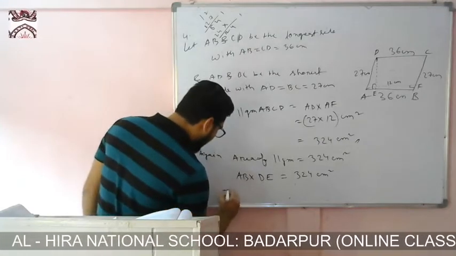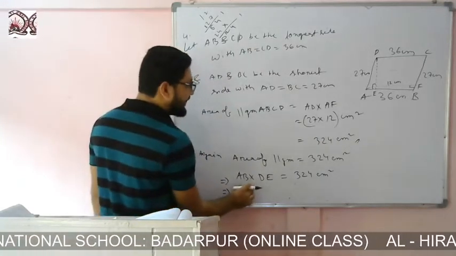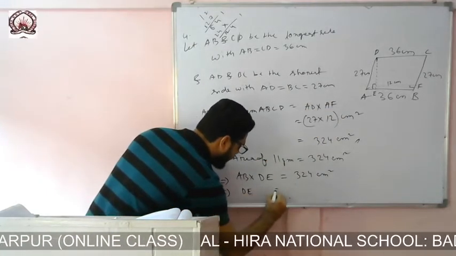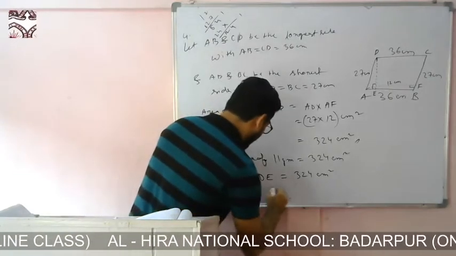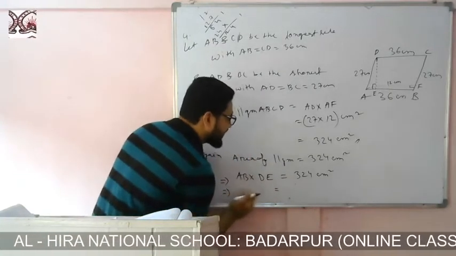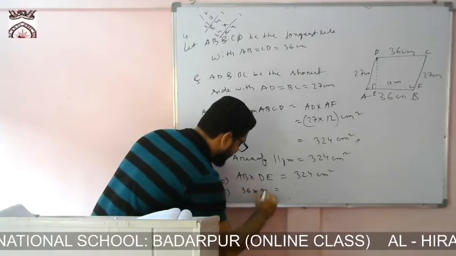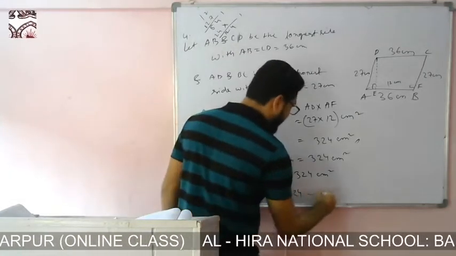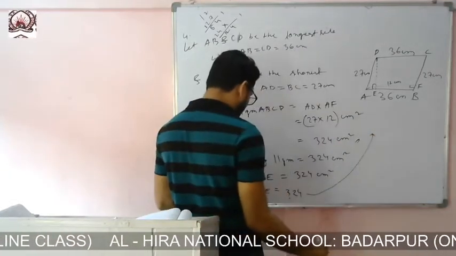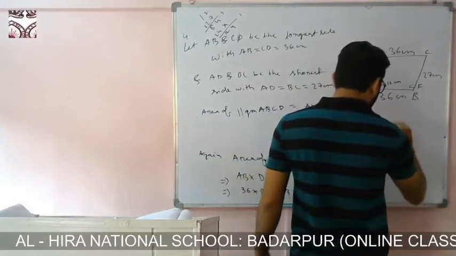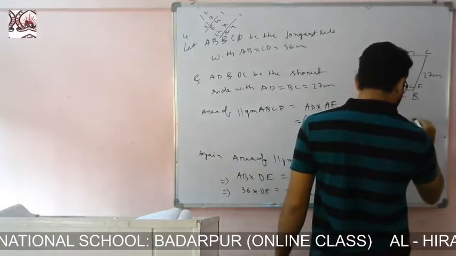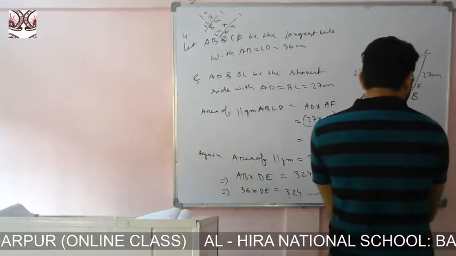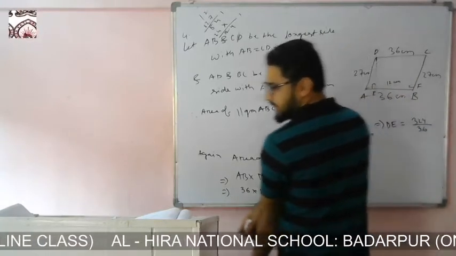Now you see, you have to find DE. AB we know is 36. You write first AB equals 36 into DE equals 324. After that you come here. Then we will write DE equals 324 by 36. Now let us check with what 36 comes.